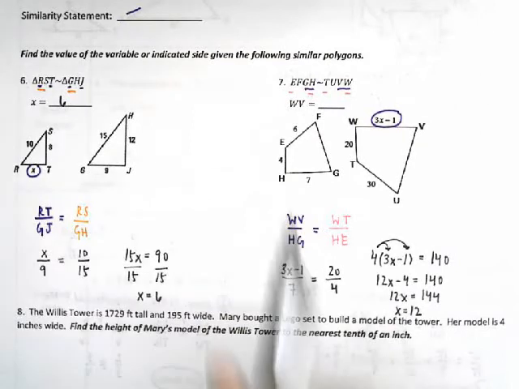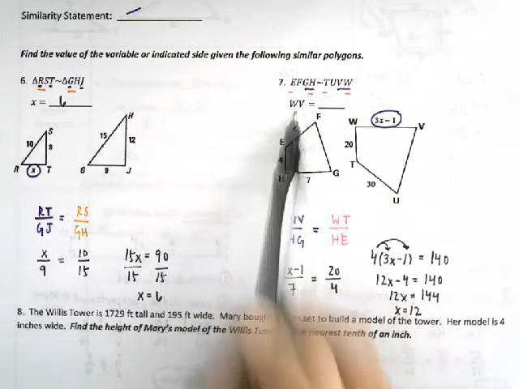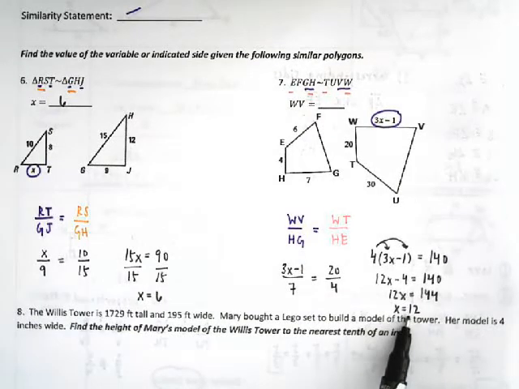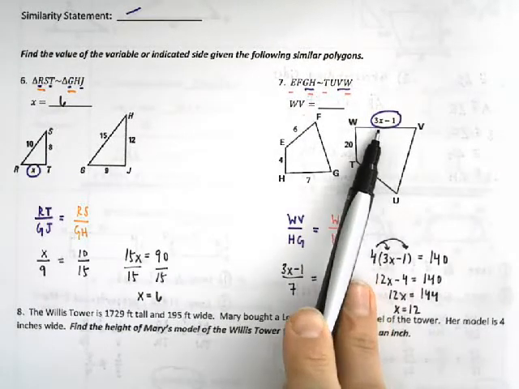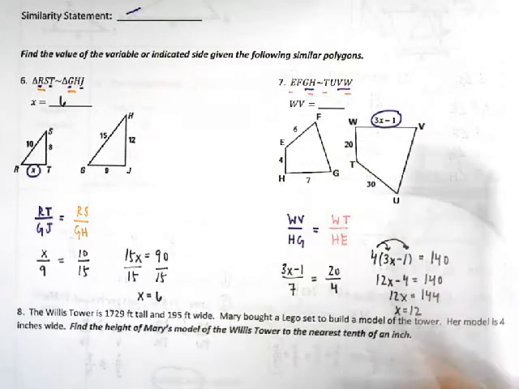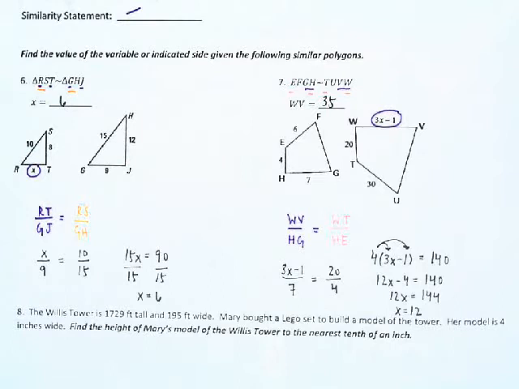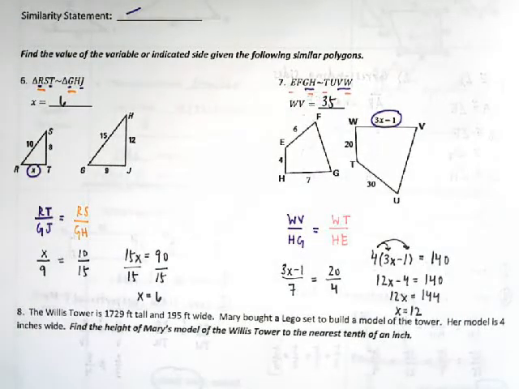So now I have to be careful. They're not asking me for x here. They actually want to know the length of the side. So what I'm going to do is plug x in here. So 3 times 12 gives me 36. Minus 1 is going to give me a length of 35 for that side. Okay, so that's how we use similarity to solve problems.